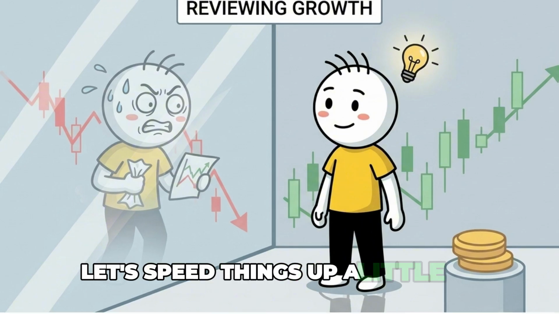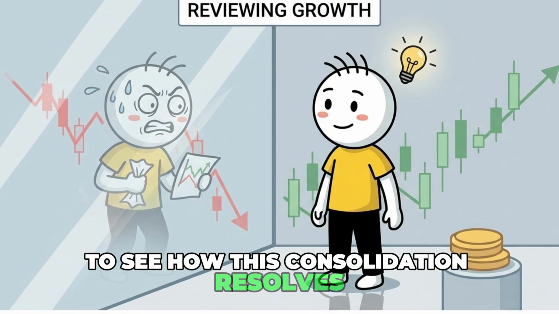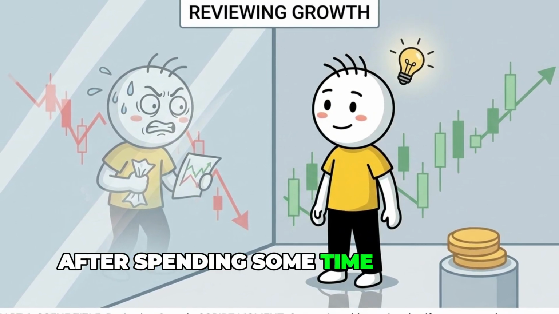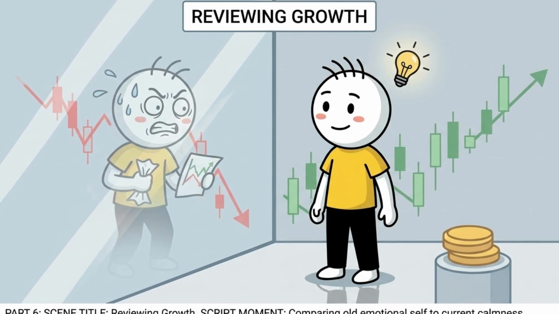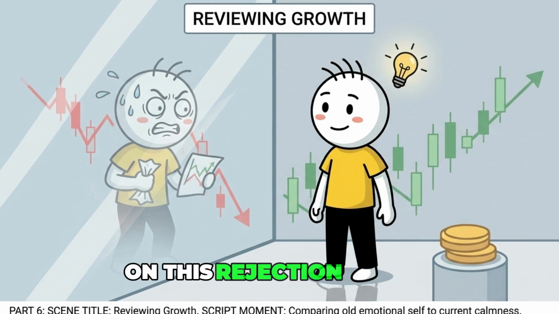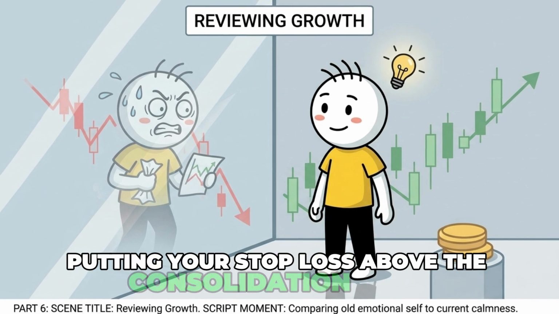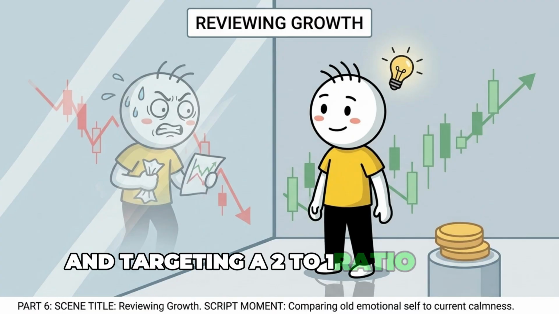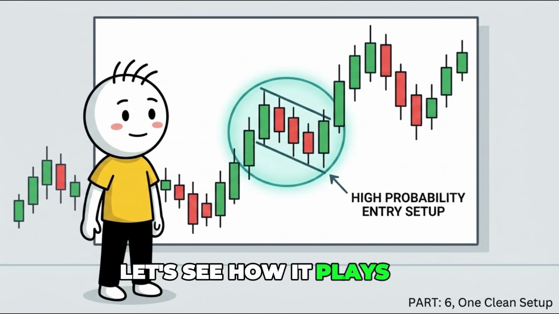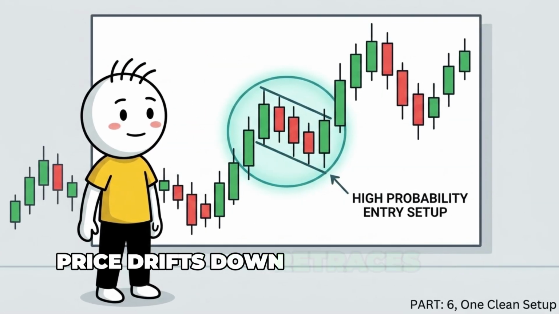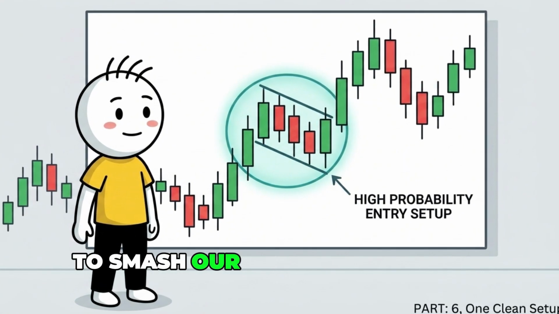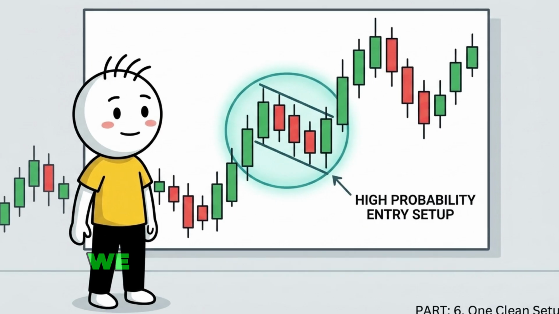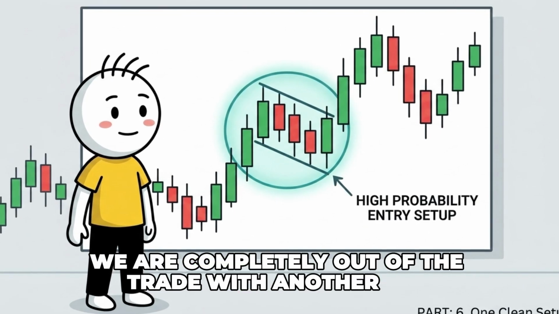Let's speed things up a little bit to see how this consolidation resolves. After spending some time chopping around, the price finally gives us the entry signal we wanted. You can risk an entry right here on this rejection candle, putting your stop loss above the consolidation wicks and targeting a 2-to-1 ratio down below. Let's see how it plays out. Price drifts down, retraces a bit to test our patience, and then aggressively breaks down to smash our take profit target out of the water. We are completely out of the trade with another win.